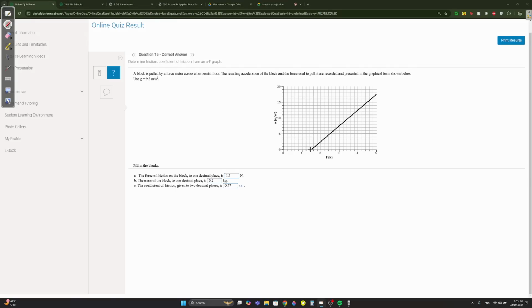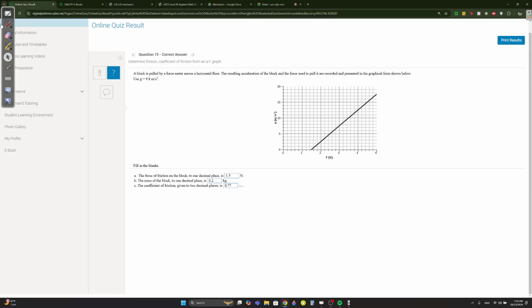How much is it here? How much is the force of the friction? 1.5. Okay? Because the force at the instant when it begins to accelerate is 1.5. Because here this is 1.2, 1.4, 1.6. In between 1.4 and 1.6, it's 1.5.